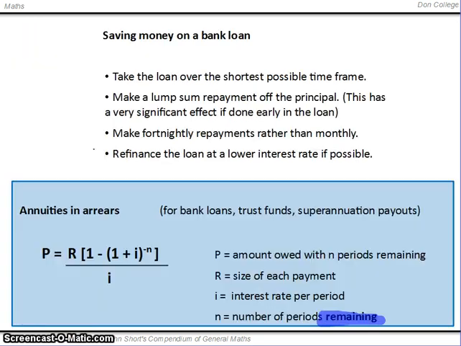So, we're going to be using the annuities in arrears formula here with our usual P, R, I, and N, just remembering that N is the number of periods remaining, not the number of periods that have passed. If we're saving money on a bank loan, things that we can try to do are to shorten the time frame if possible, to make lump sum repayments more effective if we do them, make fortnightly repayments rather than monthly repayments if you can, because you can fit in an extra payment, and refinance the loan at a lower interest rate if possible.